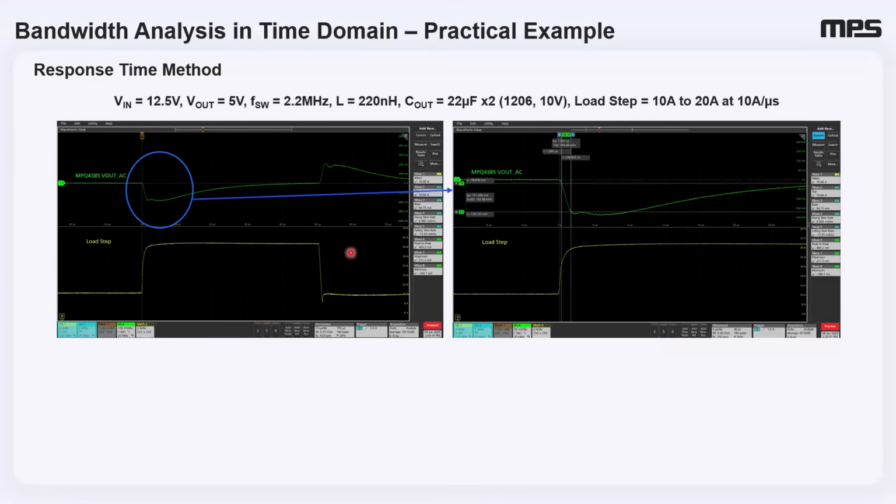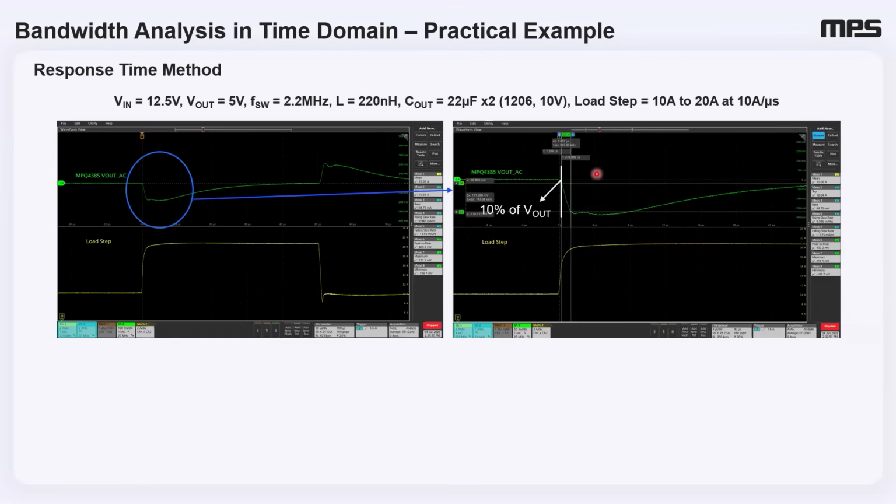Now that we discussed the theory behind the response time method, let's look at a real world example to see how it is used in practice. This slide presents an actual measurement of MPQ4385. Assuming the same test conditions that we use for our phase margin analysis, we have a 10 to 20 amp load step with undershoot and overshoot on VOUT, zooming into our undershoot waveform.